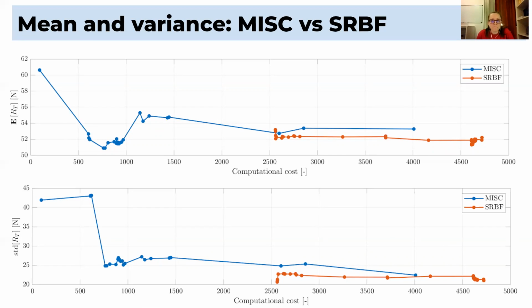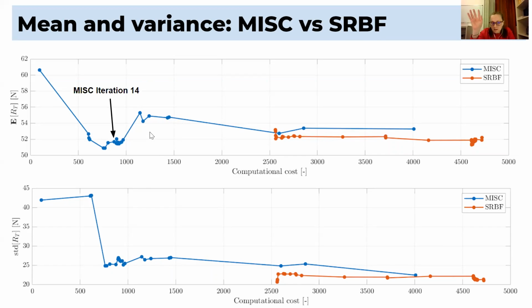And MISC actually converges quite fast towards a good estimate. So around computational cost 900, we already reach a good value, a good estimate. And then somehow it seems that the convergence behavior worsens a bit, let's say.